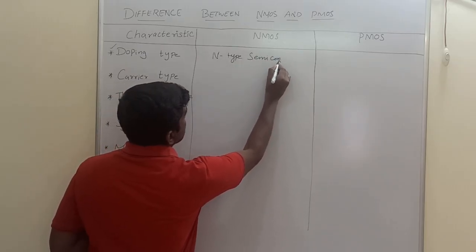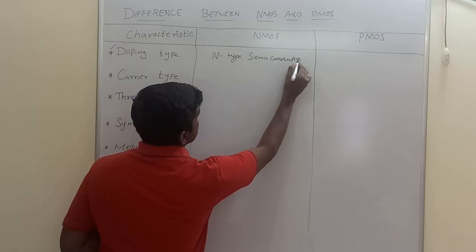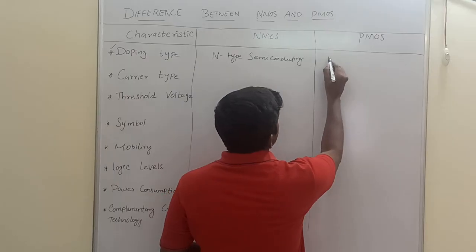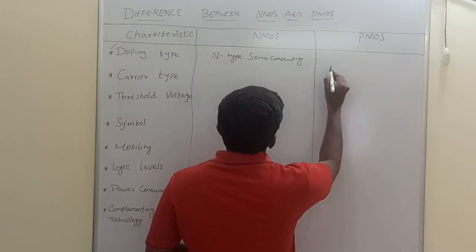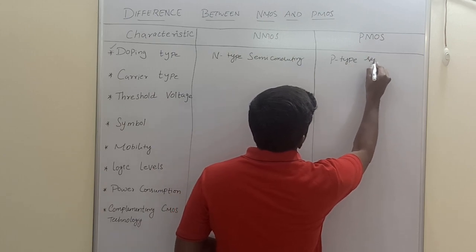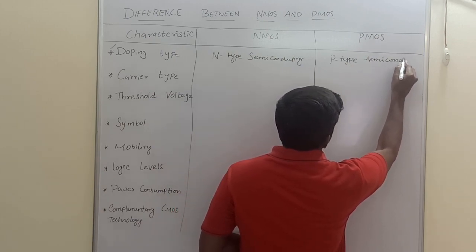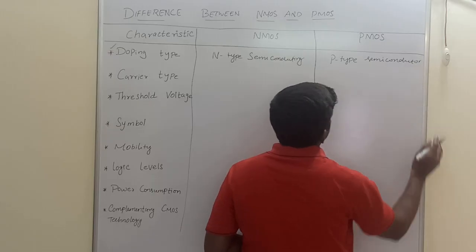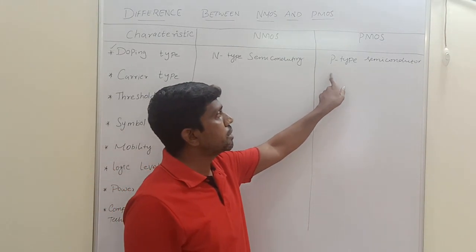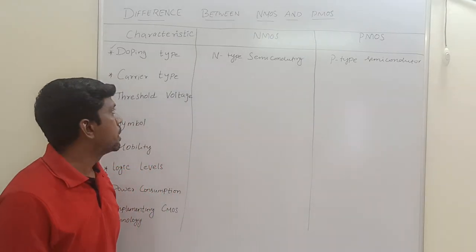N-type semiconducting material. Then come to PMOS transistor. In this PMOS transistor, the doping type is P-type semiconducting material, P-type semiconductor. So in NMOS transistor, N-type semiconductor; in PMOS transistor, P-type semiconductor is the doping material.